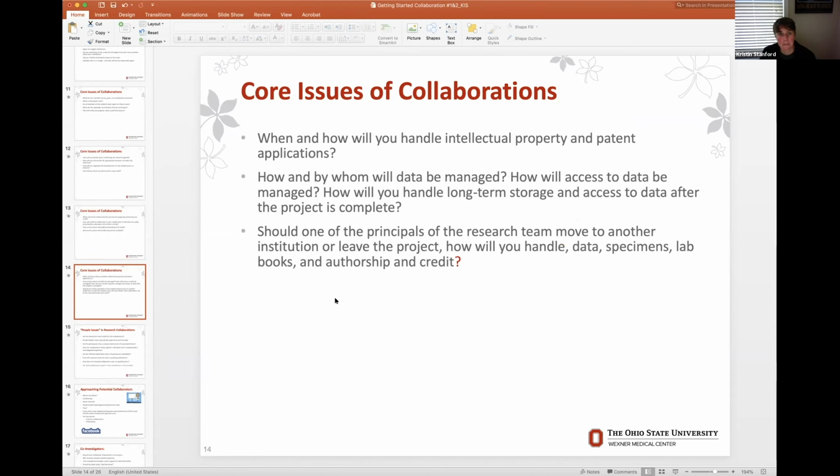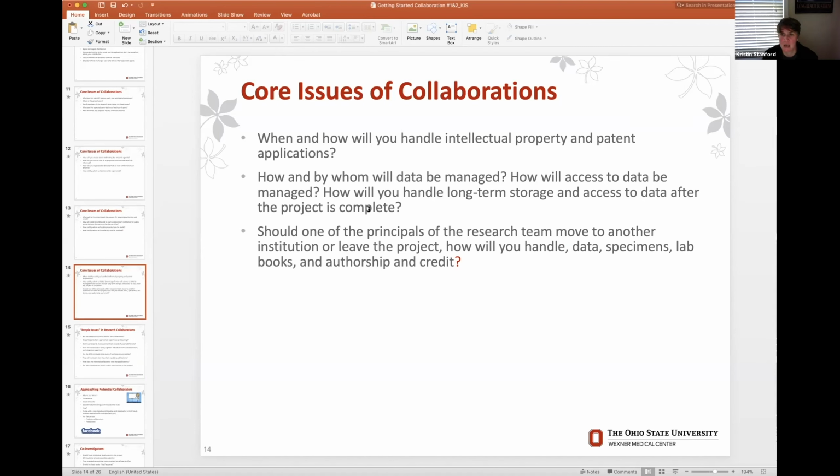So I think this is my last issues of collaboration slide, but when and how will you handle IP and patent applications? How and by whom will the data be managed? And should one of the principals of your research team move to another institution, how will you handle data, specimens, lab books, authorship, and credit? A lot of these things, if you submit an MPI grant to the NIH, have to be addressed in your MPI leadership plan. I think those are great, the way that they're written out in principle, but these are important conversations to have up front.